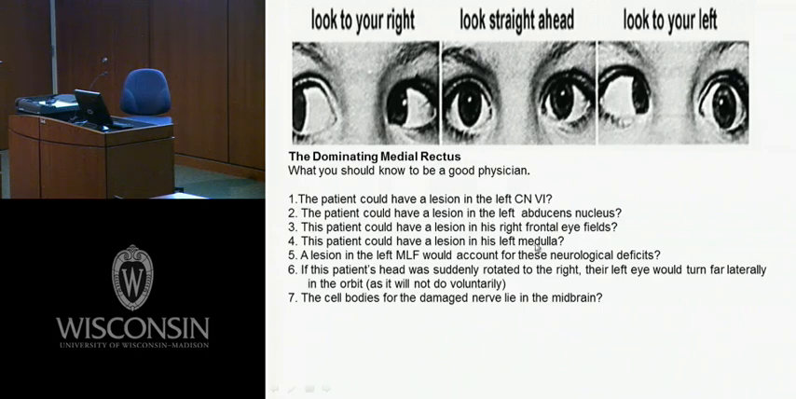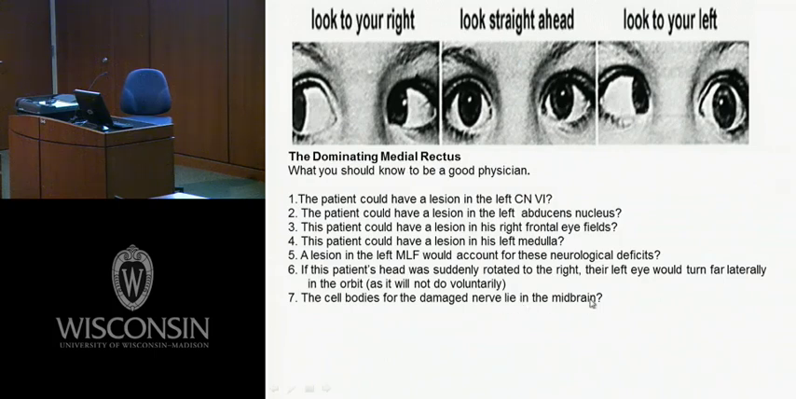The patient could have a lesion in the left medulla. How would you ever get cranial nerve 6 in the medulla? A lesion in the left MLF, now, this affects both, left MLF. Well, if you have a lesion in the left MLF, what can't you do with its eye? You can't turn it medially. And of course, doesn't matter whether you voluntarily or use the vestibular reflex to get this thing to go left, it won't go left.